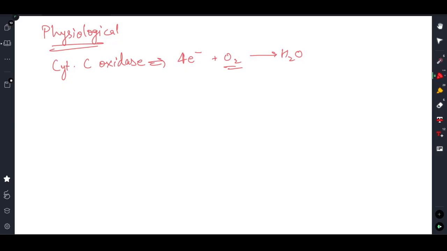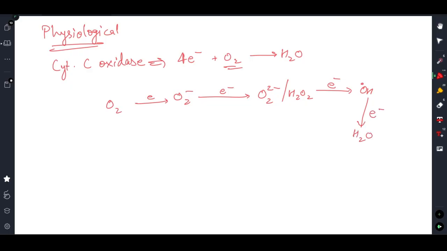So let's see this entire reaction step by step. The oxygen molecule accepts an electron and leads to the formation of superoxide ion, which will again accept an electron and lead to the formation of peroxide ion, or let's say H2O2. This will again accept an electron and lead to the formation of hydroxyl free radical, which will accept the final electron, leading to the formation of a water molecule. So this is the entire reaction summed up step by step.